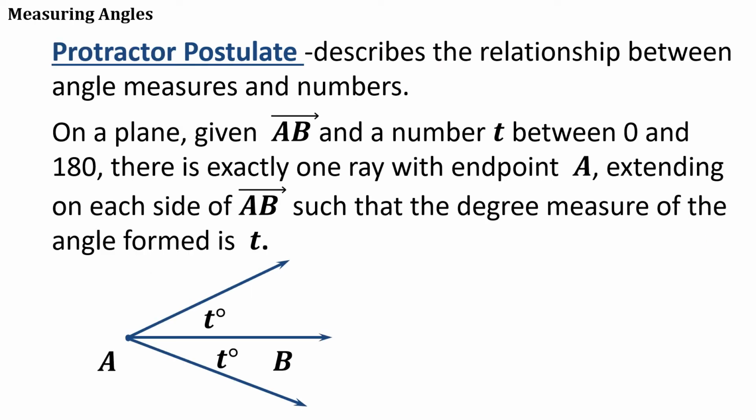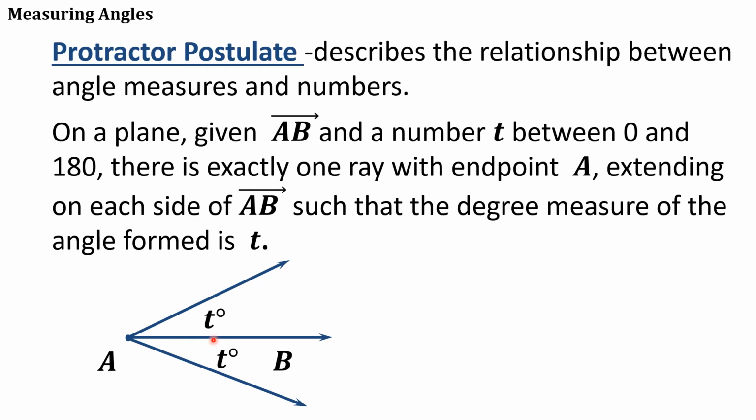The protractor postulate describes the relationship between angle measures and numbers. On a plane, given ray AB and a number T, and we don't know which one it is, I just put them there, between 0 and 180, there is exactly one ray with endpoint A extending on each side of AB, such that the degree measure of the angle formed is T.